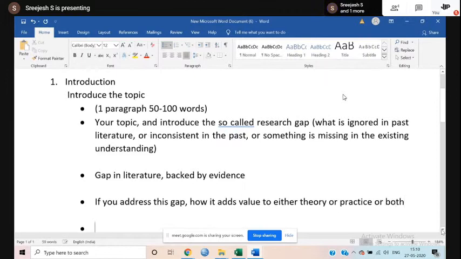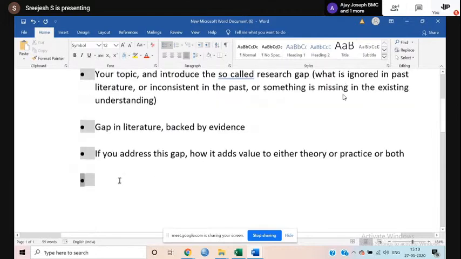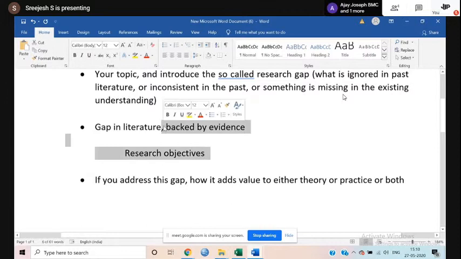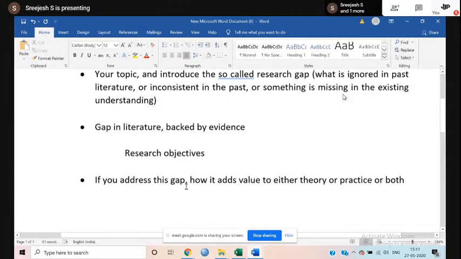And in some cases, some researchers will say, if you look at here, gap backed by evidence. And here, in some areas, they will introduce their research objectives. So it means that there is a gap, you are backing it with evidence. After that, you are introducing the research objective. You can introduce research objectives here, just after your research gap. And again, you have to say that if you address this, how it adds value to either theory or both. Remember, that should be within one single paragraph. You should not even elaborate in detail, because this is introduction.